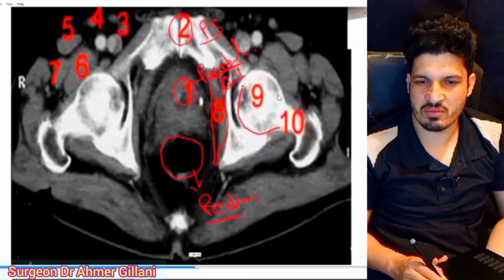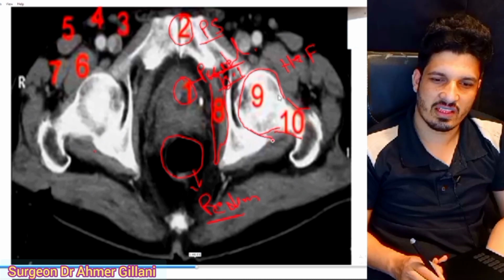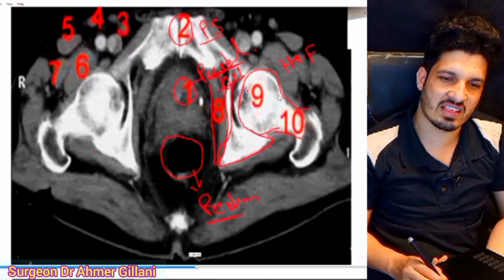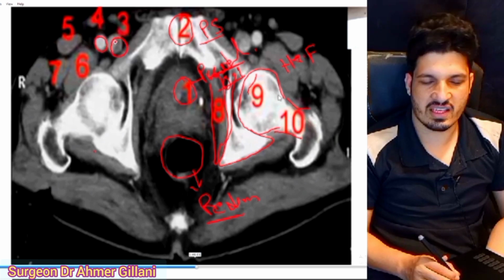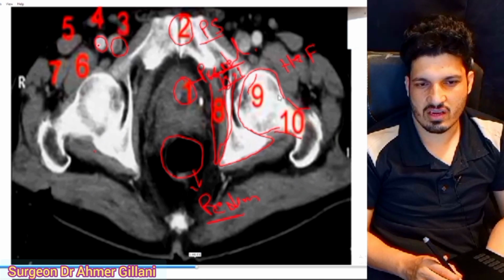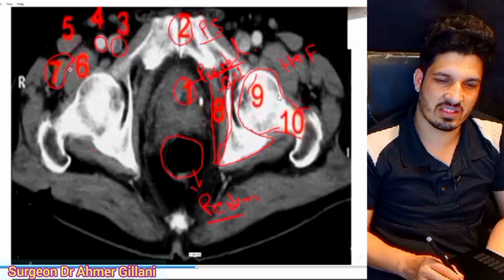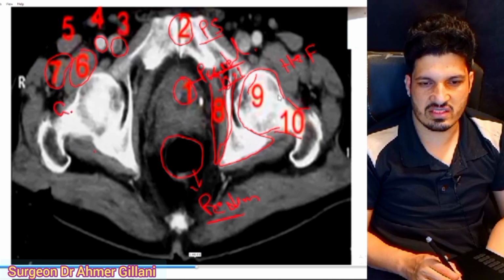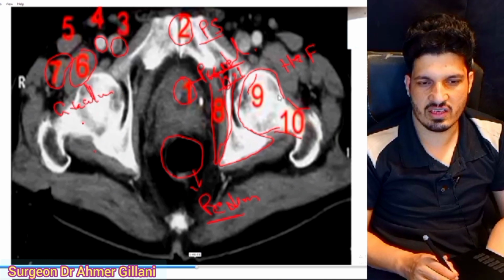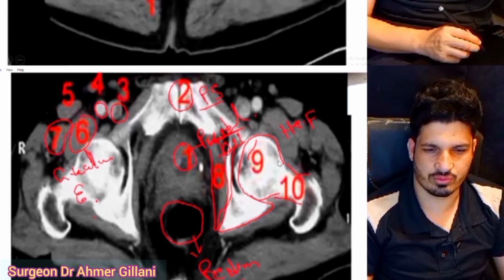And structure number 9, this is the head of the femur, and this is the neck of the femur. And this area, this is the acetabulum actually. And structure number 3 and structure number 4, they are the blood vessels. One is artery, iliac artery, and another is the iliac vein. And structure number 6 and structure number 7, they are the muscles. Definitely gracilis and other muscle, and I am forgetting the name of, sorry for that.